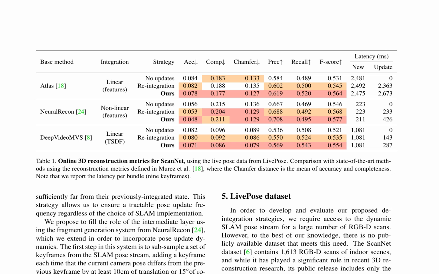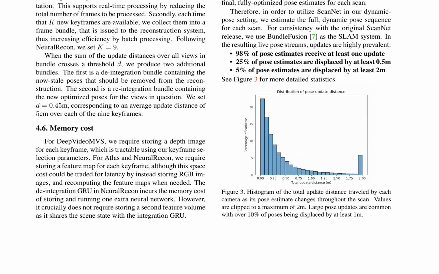This strategy enables real-time processing by reducing the total number of frames to be processed. When the sum of update distances over all views in a bundle crosses a threshold, the system produces 2 additional bundles: a de-integration bundle containing stale poses to be removed from the reconstruction, and a reintegration bundle with new optimized poses. This approach ensures a tractable pose update frequency regardless of the SLAM implementation.